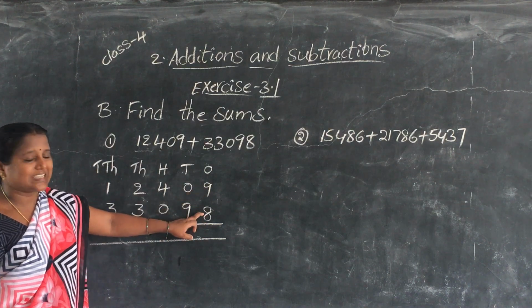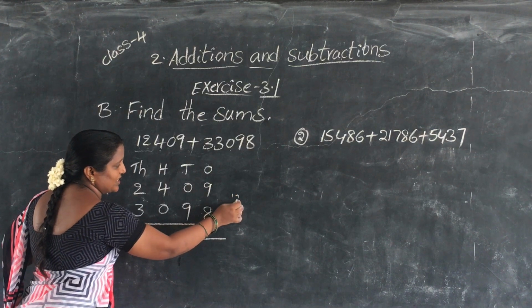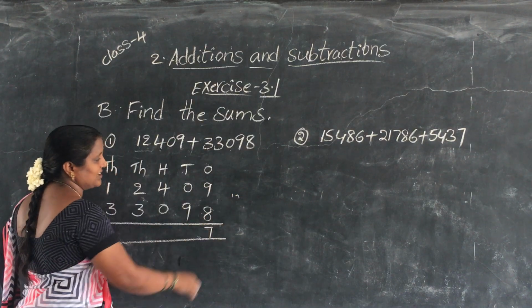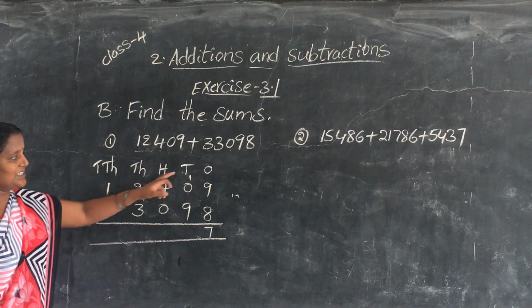9 plus 8, 17. 17 ones. So 17 ones. 7 is in the ones place. You write 7 in the ones place. 1 tens carry over. 1 ten in the tens column.